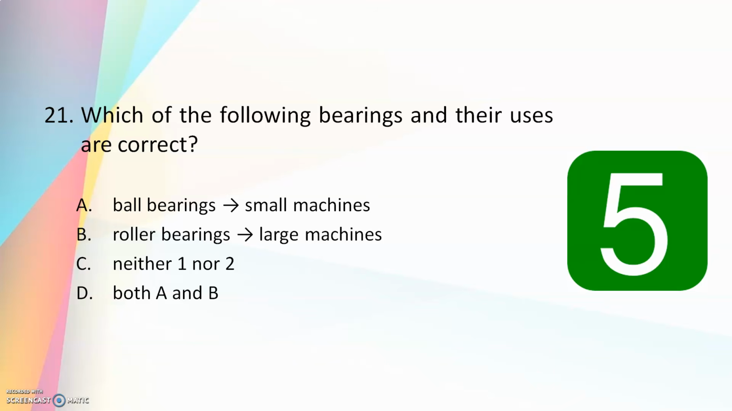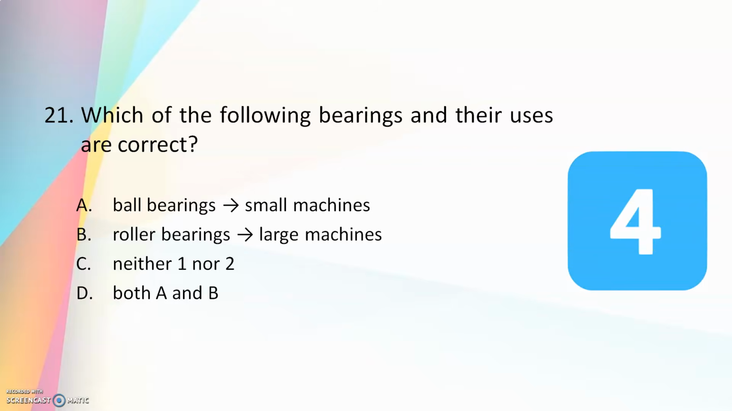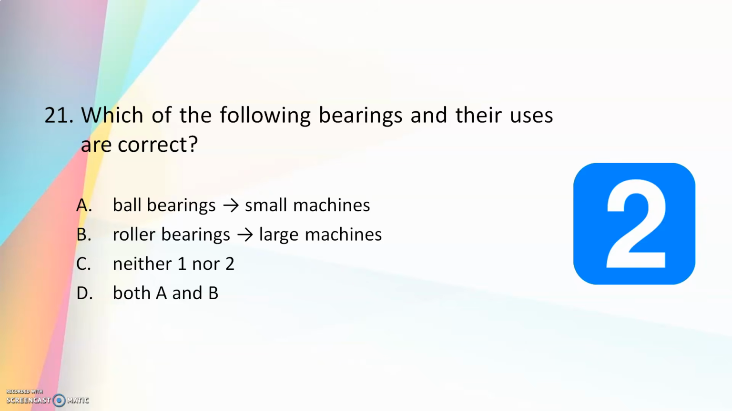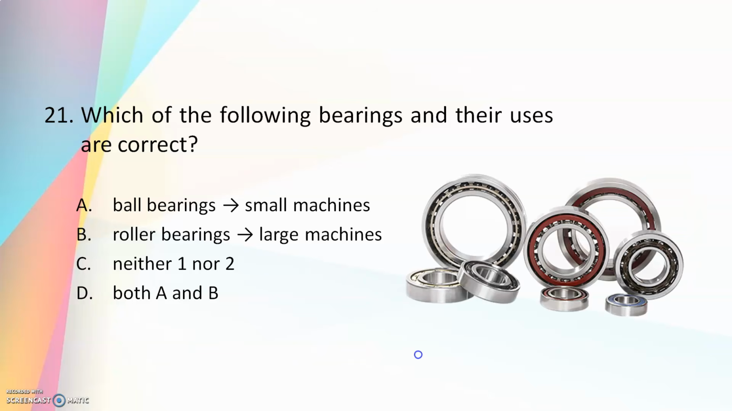Which of the following bearings and their uses are correct? Ball bearing, small machines; roller bearings, large machines; neither one or two; that means A or B; both A and B. And the answer is both A and B. Ball bearings for small machines and roller bearings are used for larger machines.